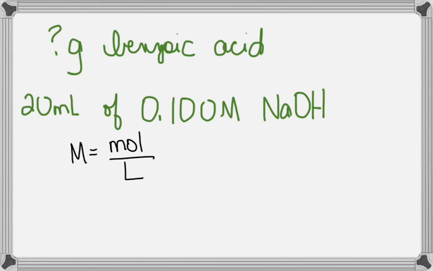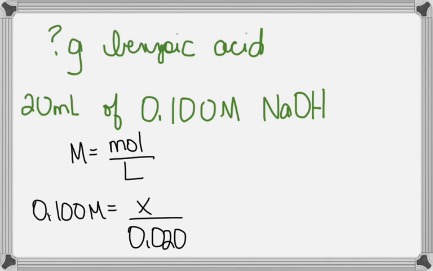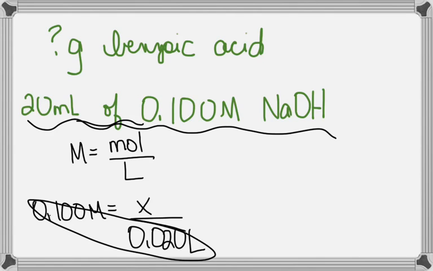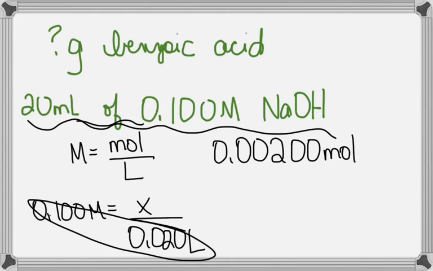We're going back to this formula. Molarity is equal to moles per liter. The molarity is 0.100 molar. 20 milliliters is 0.020 liters. We cross multiply, right? 0.1 times 0.02, and we find that what we've got here is 0.00200, etc., moles of NaOH. And you can write that in scientific notation if you'd like. Okay, so that's how much sodium hydroxide we have.